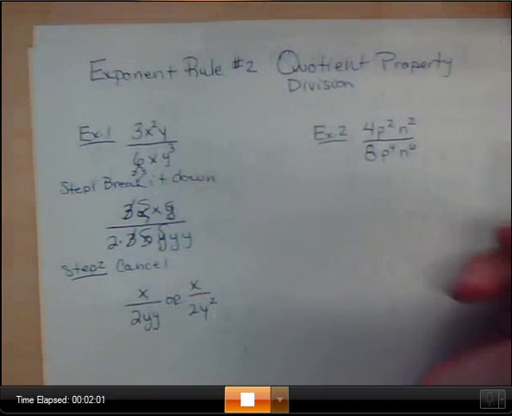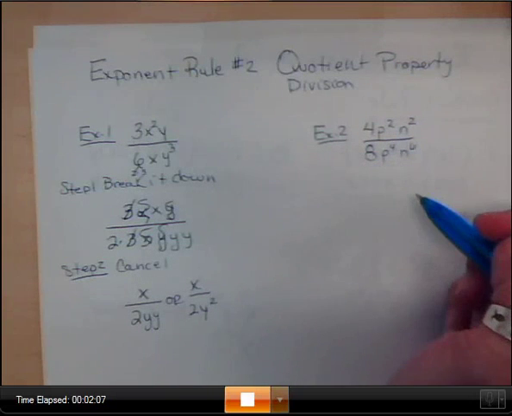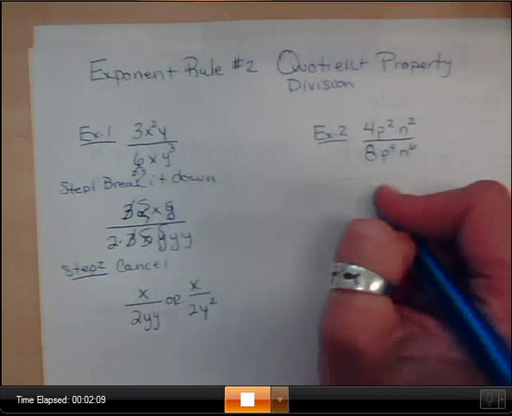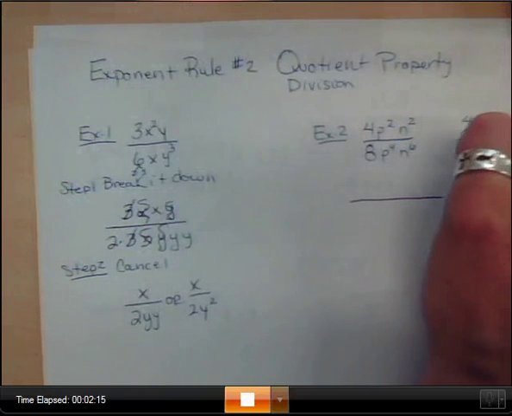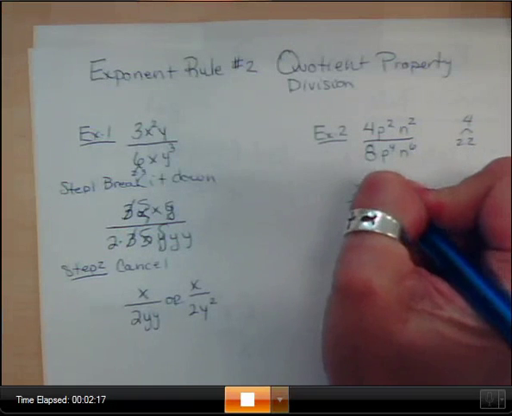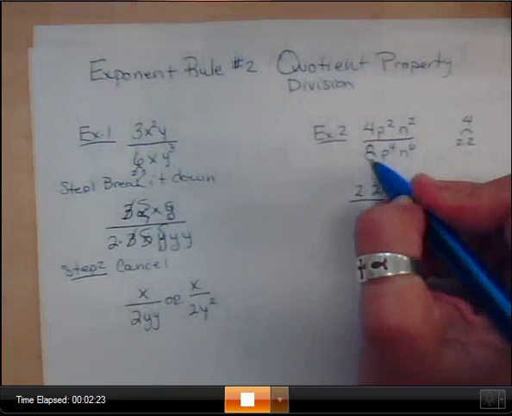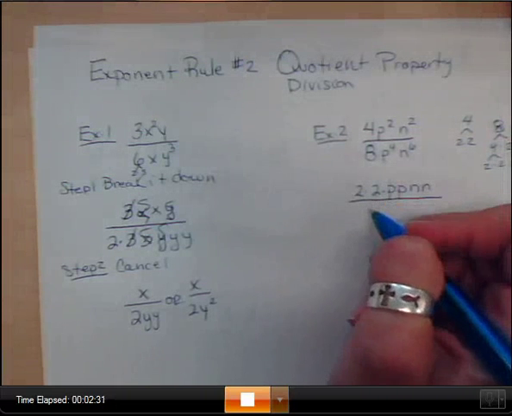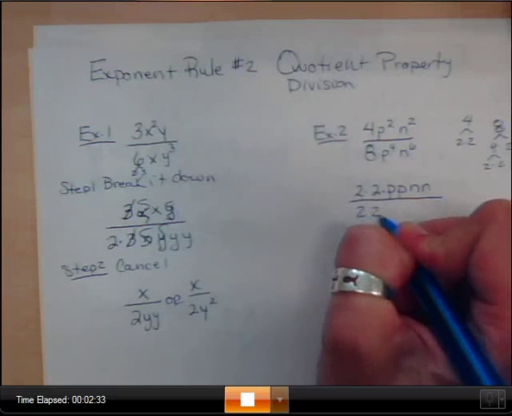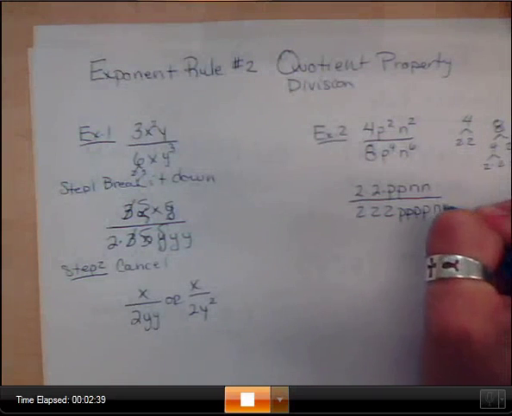Our second example, we have 4p squared n squared divided by 8p to the 4th n to the 6th. So we're going to do the exact same thing, break it down. Well, 4 breaks into 2 and 2. So we'll write those there, 2 times 2. We have 2 p's, and we have 2 n's. And then our 8 breaks into 4 and 2, or 2, 2, and 2. So we've got 3 2's. We have 4 p's, and we have 6 n's.